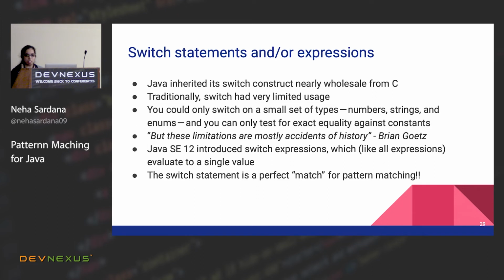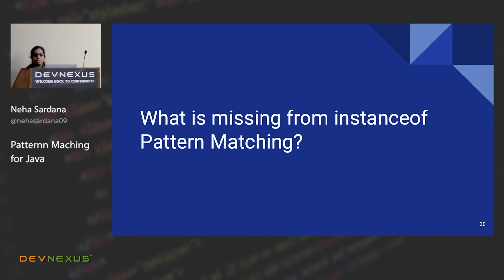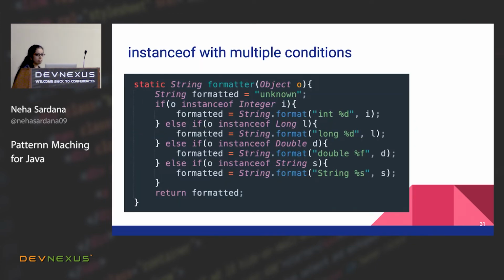One difference between statements and expressions: Java 12 introduced switch expressions, which are like any other expression. It evaluates to a single value. But the switch expression now looks like a perfect match for pattern matching, right? And why? What was missing from the instanceof pattern matching? This. We still end up with a lot of if-else conditions. We did simplify, sort of removed casting, but we are still writing a lot of code, and this is hard to read, hard to understand. A lot of times we are just reading the code rather than writing the code, and I don't like reading this type of code.